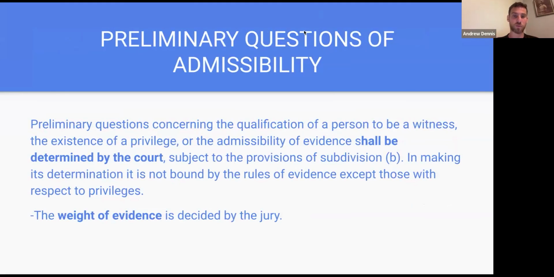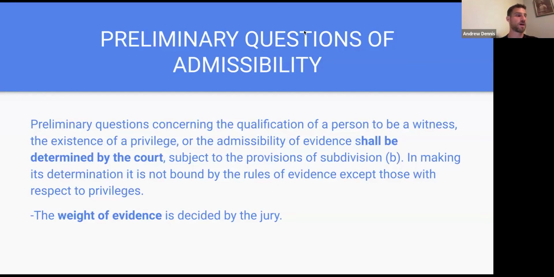Like I said earlier, preliminary questions concerning the qualification of a person to be a witness, the existence of a privilege, or the admissibility of evidence shall be determined by the court, subject to the provisions of subdivision B. In making its determination, it's not bound by the rules of evidence except those with respect to privileges. The weight of evidence is decided by the jury. So times where we're not bound by the rules of evidence would be preliminary questions for the judge. The judge is allowed to consider hearsay, the judge can consider anything.